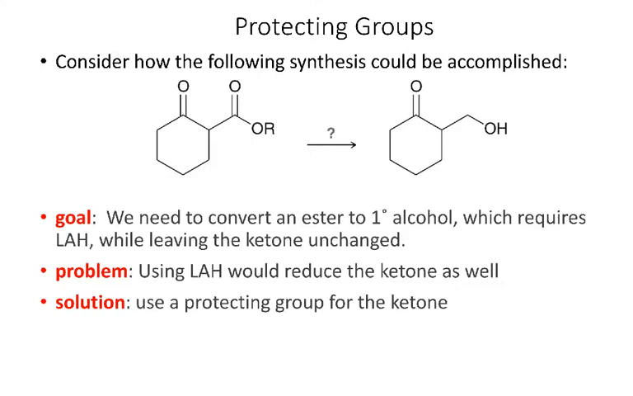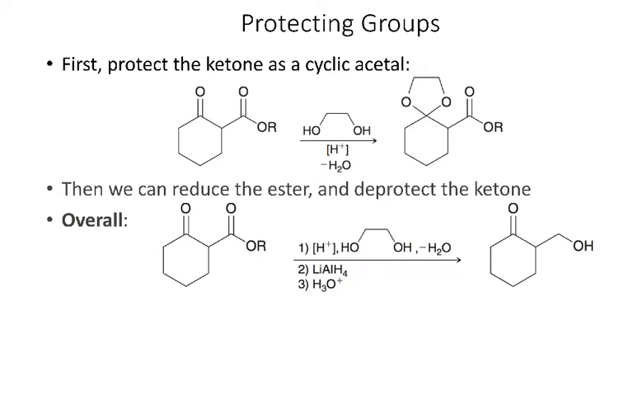So if I just add LiAlH4 to this, I'll convert both of these into alcohols. And I don't want to do that. I want to leave the ketone alone. So the solution to this is I can use a cyclic acetal to protect this ketone. So here's what that would look like. First, add a diol, right? An alcohol with two OHs. Do it under acidic conditions, take out the water, and I'll form this cyclic acetal.